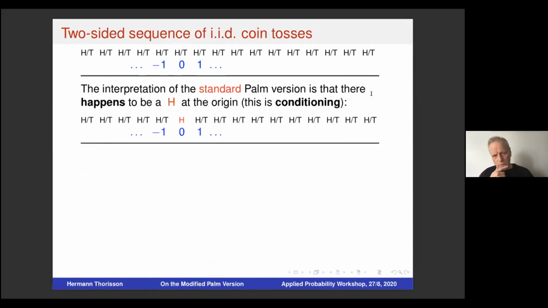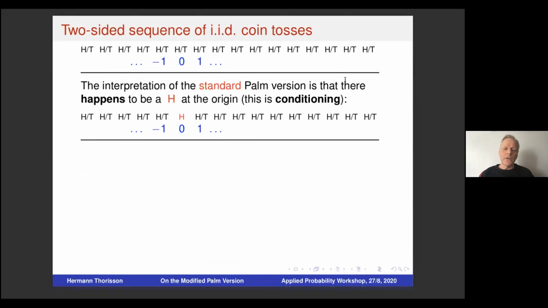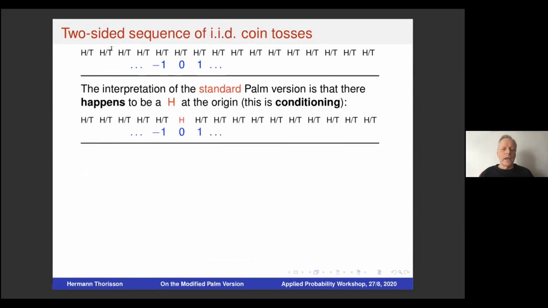Okay, so we have a two-sided sequence of i.i.d. coin tosses here, and they are enumerated. Here is the coin toss at 0, and the next one at plus 1, and here is the one just before 0. And the interpretation of the standard Palm version is that there happens to be a head at the origin. So here, there happens to be a head like this. And this is really conditioning. It's conditioned on a head at the origin.